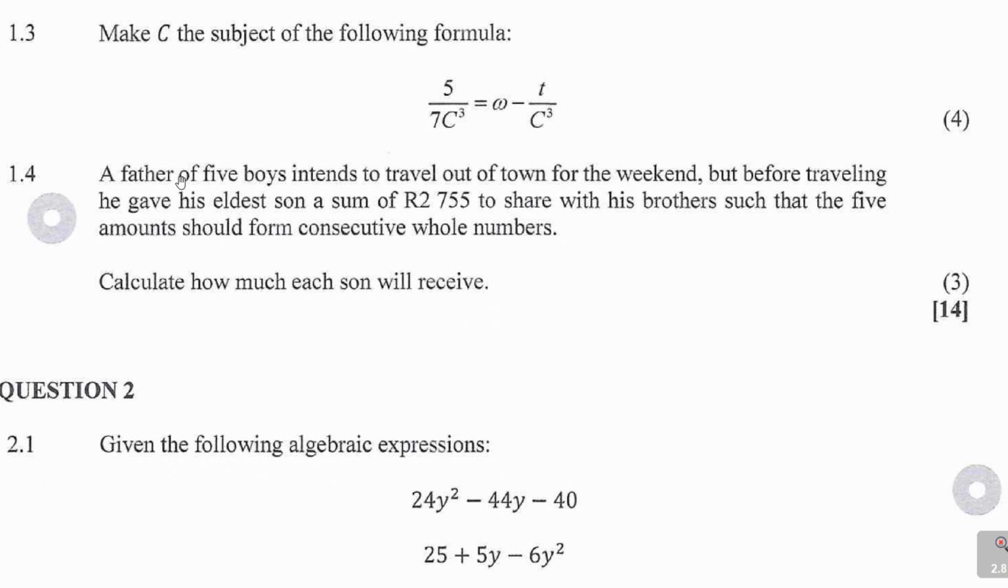It says a father of 5 boys. How many boys? 5. Intends to travel out of town for the weekend, but before traveling he gave his eldest son a sum of 2,755 to share with his brothers, such that the 5 amounts should form consecutive whole numbers. I like this question. They should have given it actually 4 marks. Consecutive numbers. What are consecutive numbers? That's where most of you are going to struggle there.